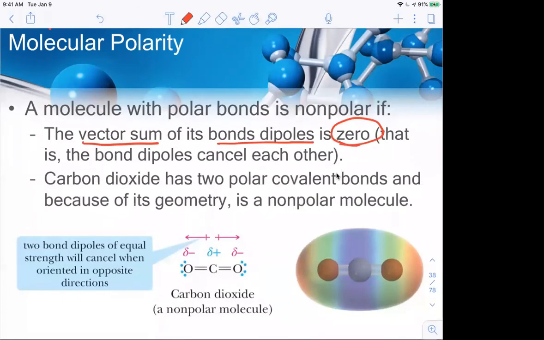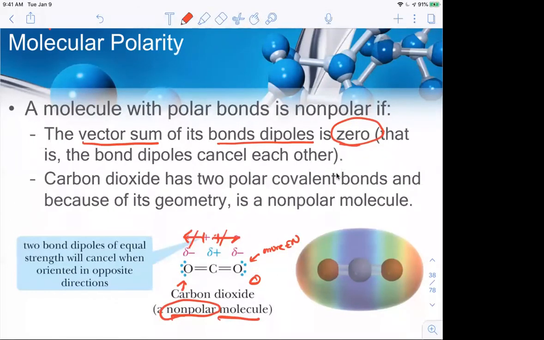For example, carbon dioxide, right? I have the bond dipole, right? That's pulling to this more electronegative atom, right? But these are equal. Those two oxygens are equal. So this is going to pull in equal and opposite directions, which means they cancel. So my net result is 0, and this is going to be a nonpolar molecule.